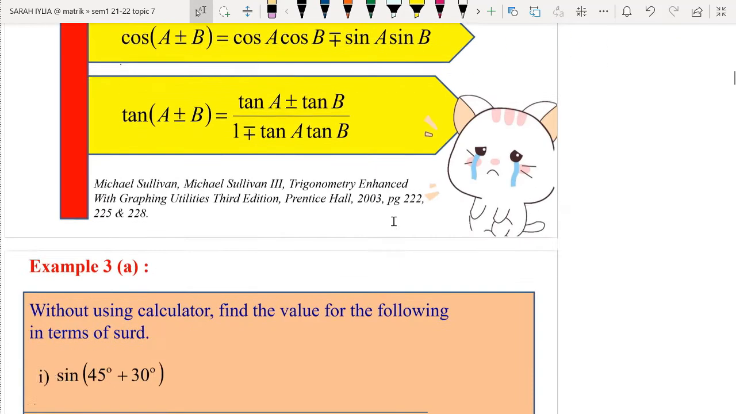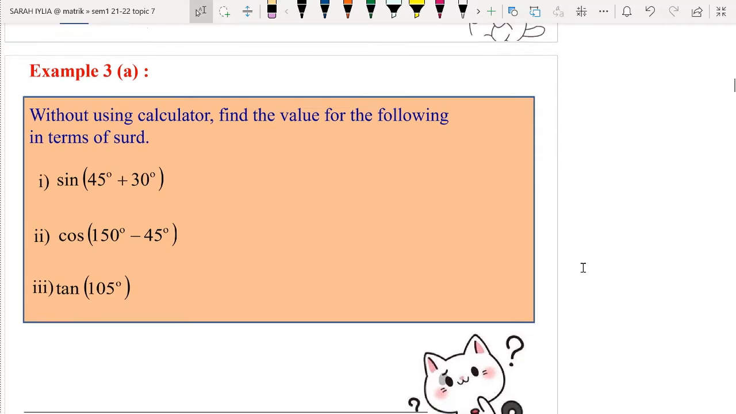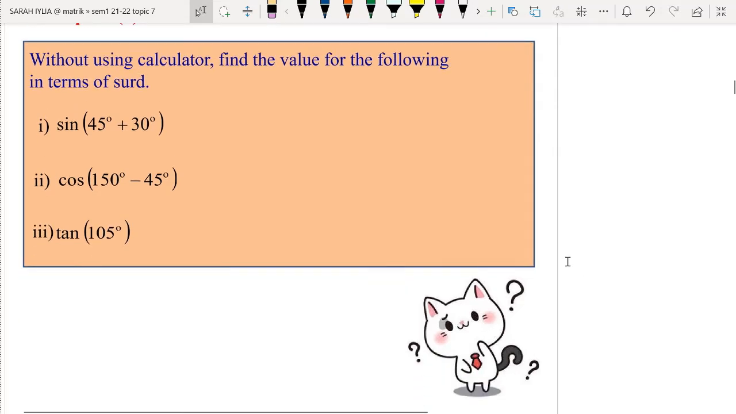So, kita terus practice soalan. Nampak tu kena pakai compound angle. So, without using calculator, remember, I have explained this in 7.1. Without using calculator tu bukanlah maksudnya kita tak boleh langsung tekan calculator. It means that you have to reduce the angle until you get special angle.